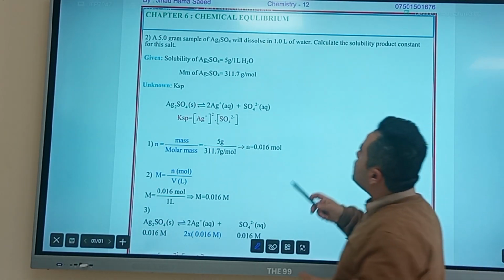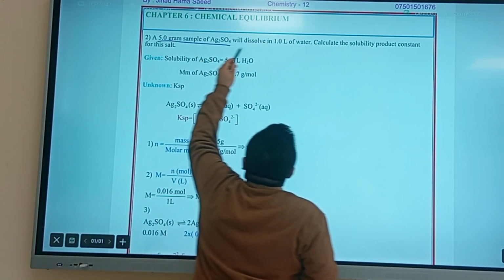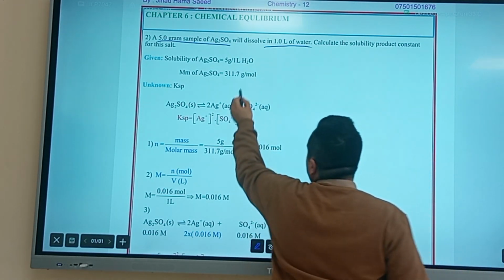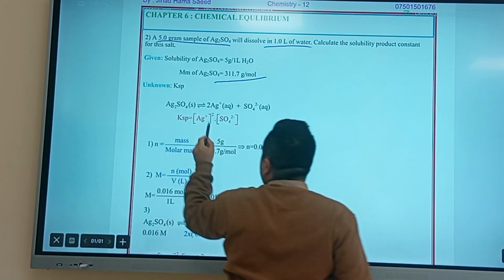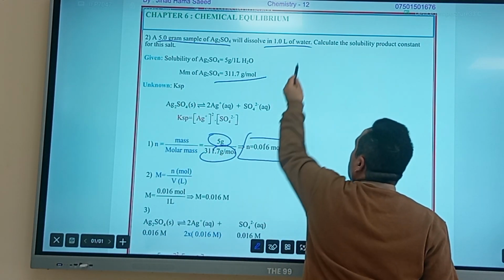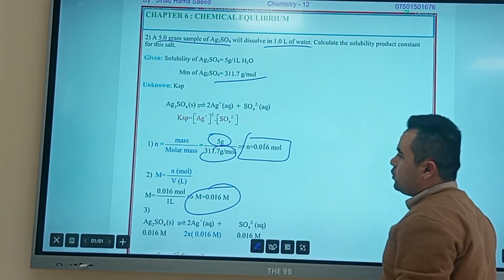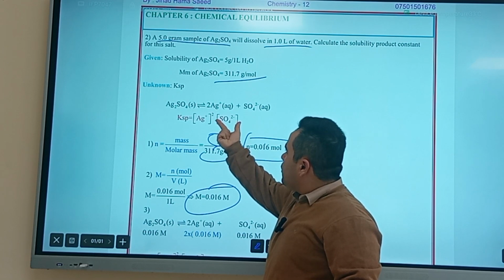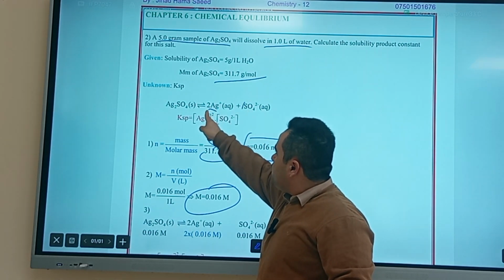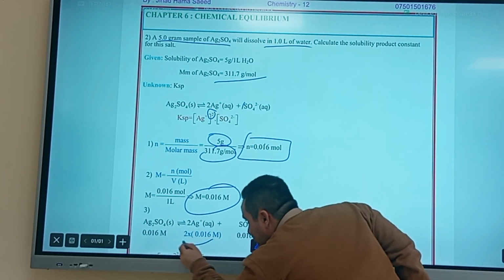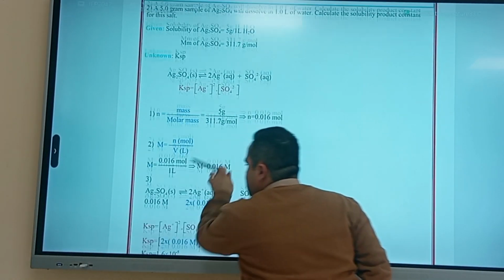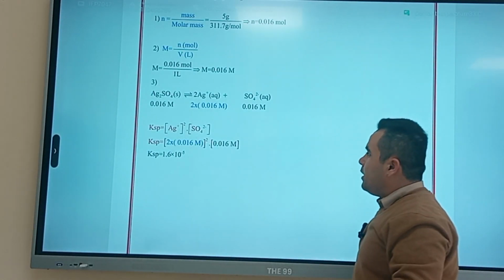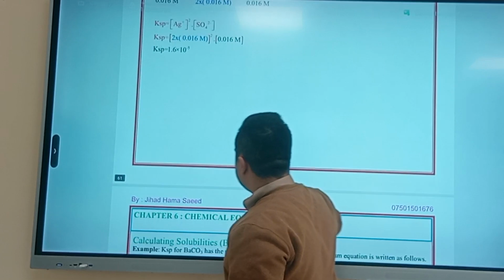Another question, 5 grams of Ag2SO4 is given for 1 liter of water. Calculate the solubility product constant KSP. The molar mass is given. Divide the mass by the molar mass, you'll get the mole, and the mole by 1 liter, you'll get the concentration. Concentration is given for each ion, so here the coefficient for sulfate is 1, but the coefficient for Ag is 2. You have to multiply by 2 and raise to the power of 2 as well. Multiply by 2 and raise to the power in order to get the KSP for the salt.